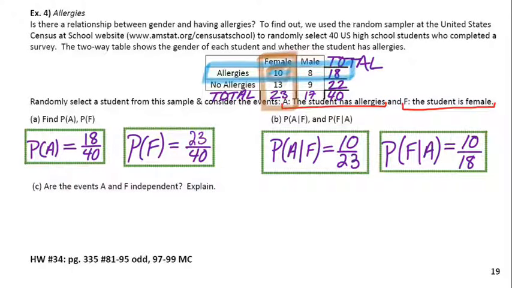Okay, so part A, we found the basic probabilities just out of the total in the table. Kid with allergies, or a kid that's a female. Part B, we found a couple conditional probabilities. Notice how the totals are different, because we looked at specific conditions. And now the interesting part, part C. Are the events A, kid has allergies, and F, the student is female, independent? Explain.